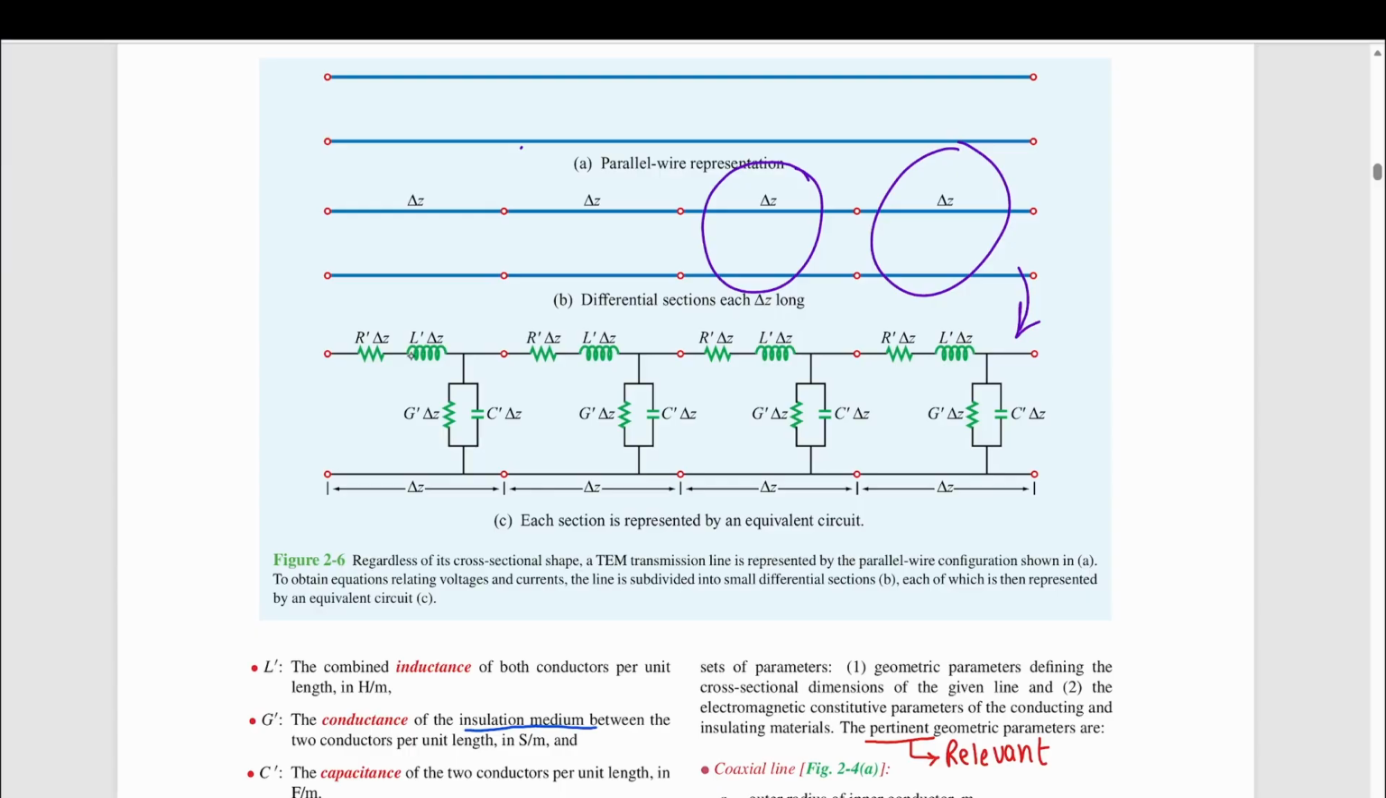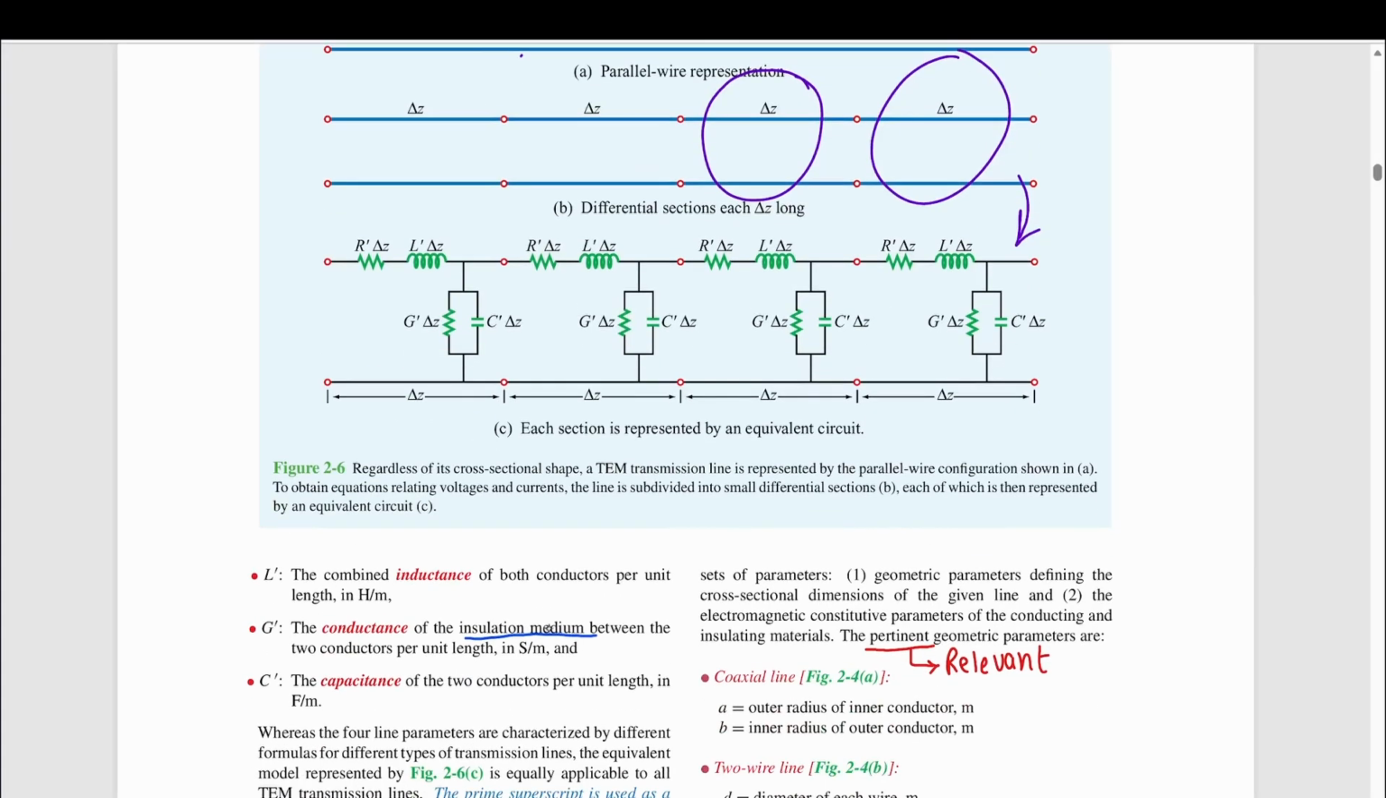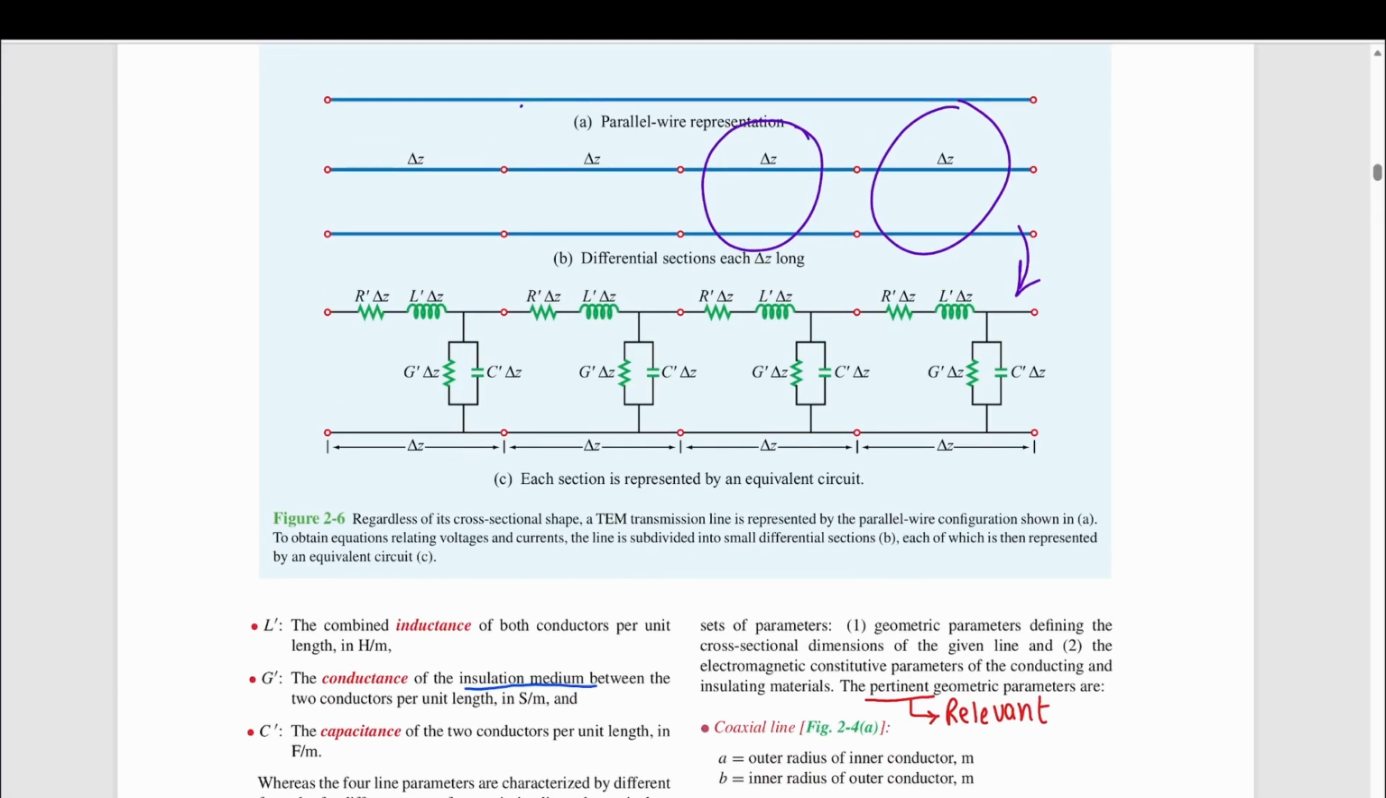So L' also takes into consideration the combined inductance. G dash is the conductance of the insulation medium between the two conductors per unit length. So G' is concerned with the insulating material between them, and C dash is the capacitance of the two conductors per unit length. So we have 3 things that are concerned with the two conductors themselves, and G' that's concerned with the material between them. R, L, and C are concerned with the two conductors, and G is concerned with the material between them.